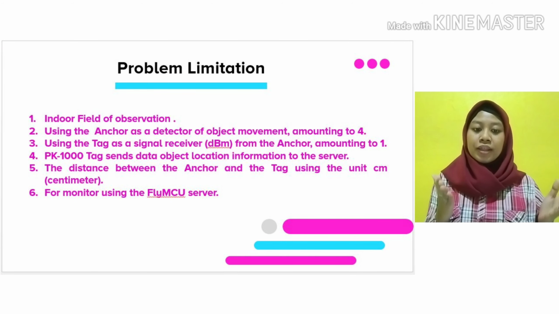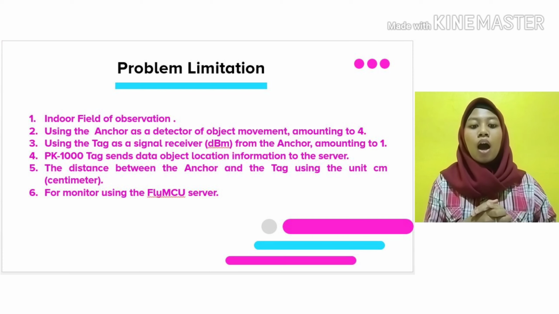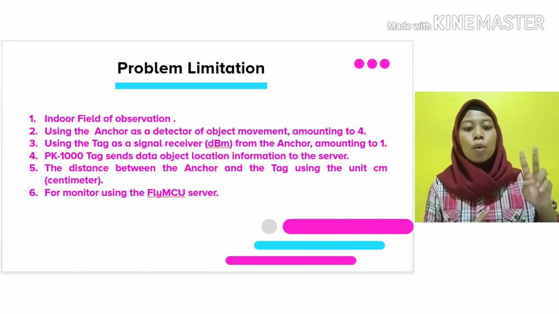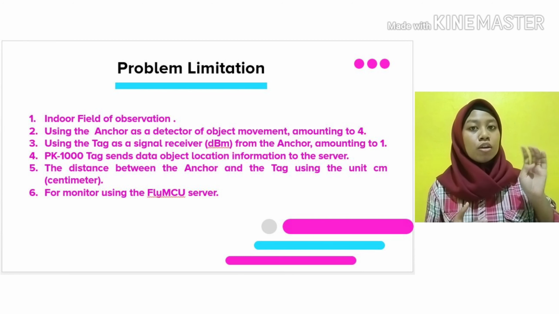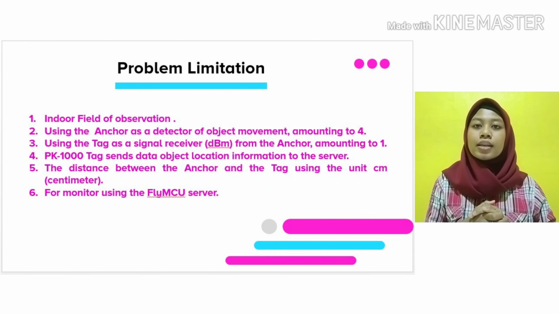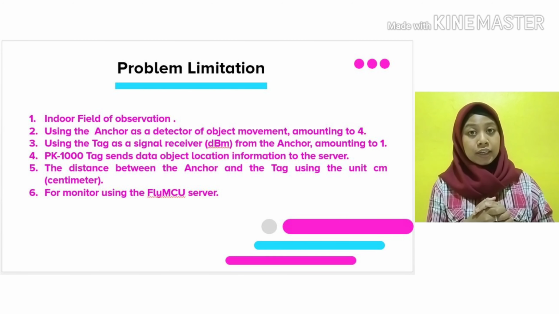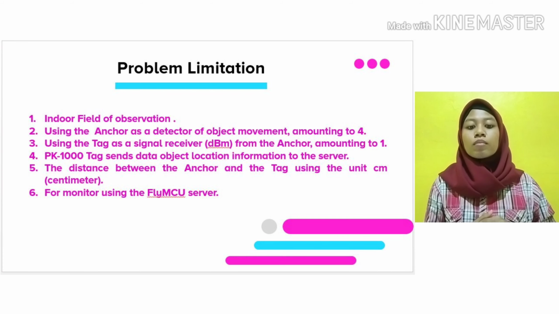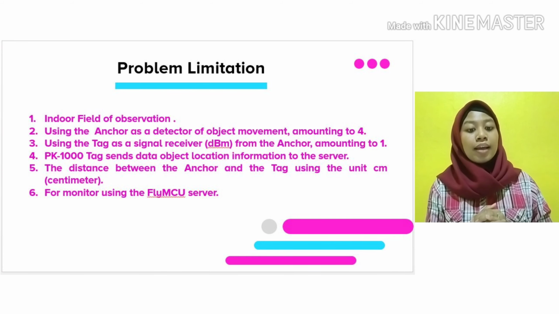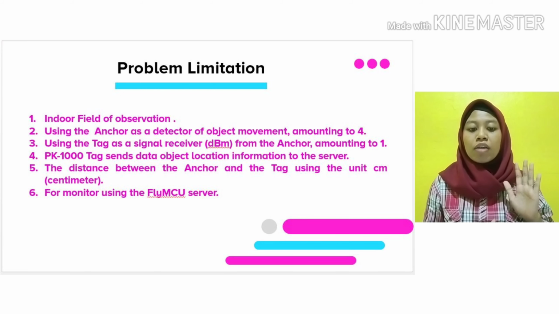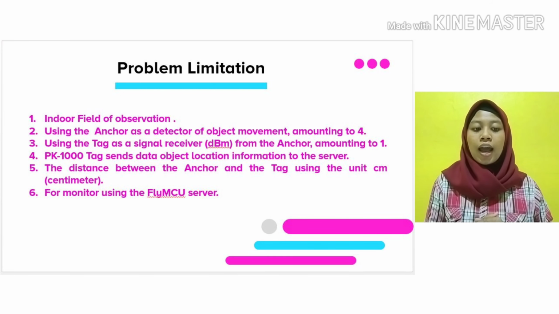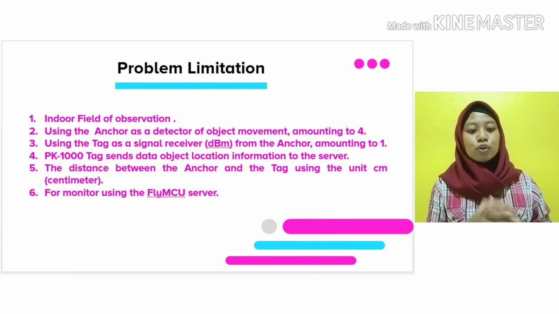Next, problem limitation. 1. Indoor field of observation. 2. Using the anchor as a detector of object movement, amounting to 4. 3. Using the tag as a signal receiver from the anchor, amounting to 1. 4. PK1000 tag sends data object location information to the server. 5. The distance between the anchor and the tag uses the unit centimeter. And the last, for monitoring using FlyMCU server.